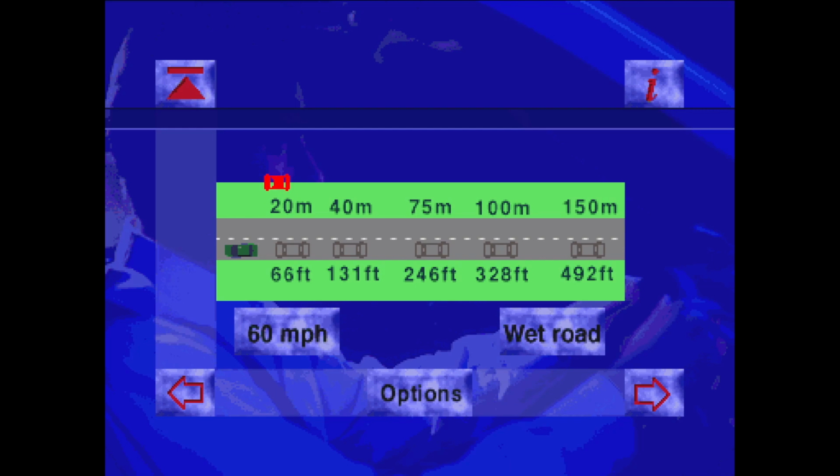Here's an opportunity for you to exercise your judgment on following distances and explore the consequences in complete safety. Imagine you're driving along this straight and level road in a car.